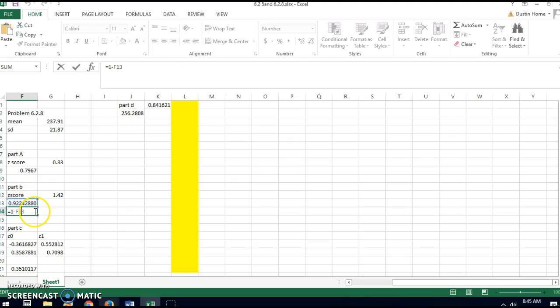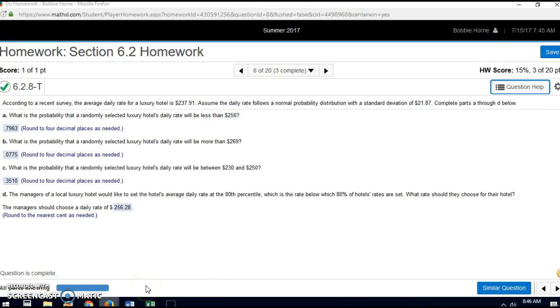But we want to know the area above this, so we do 1 minus this. When we do 1 minus this, we get this number, round it, and you will get, I believe, 0.0775 for your answer.